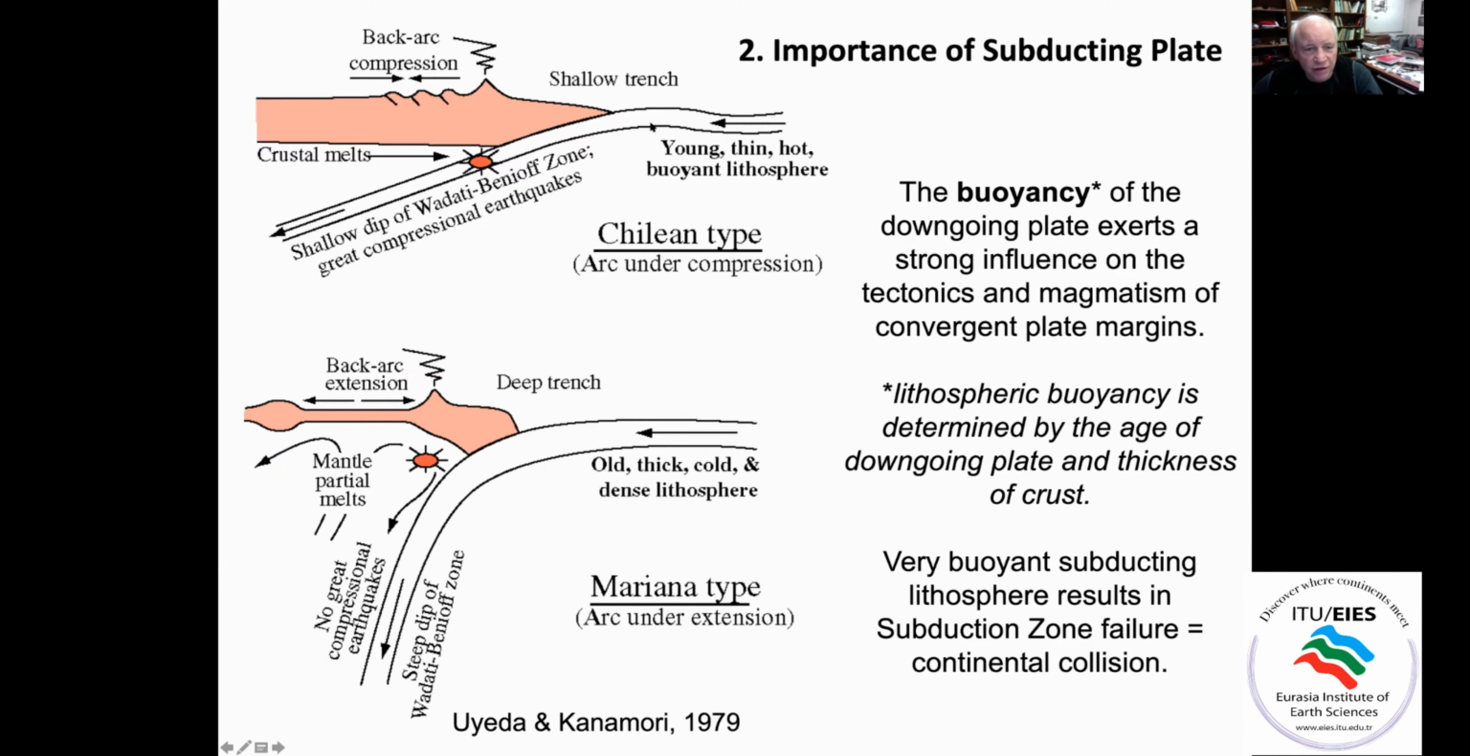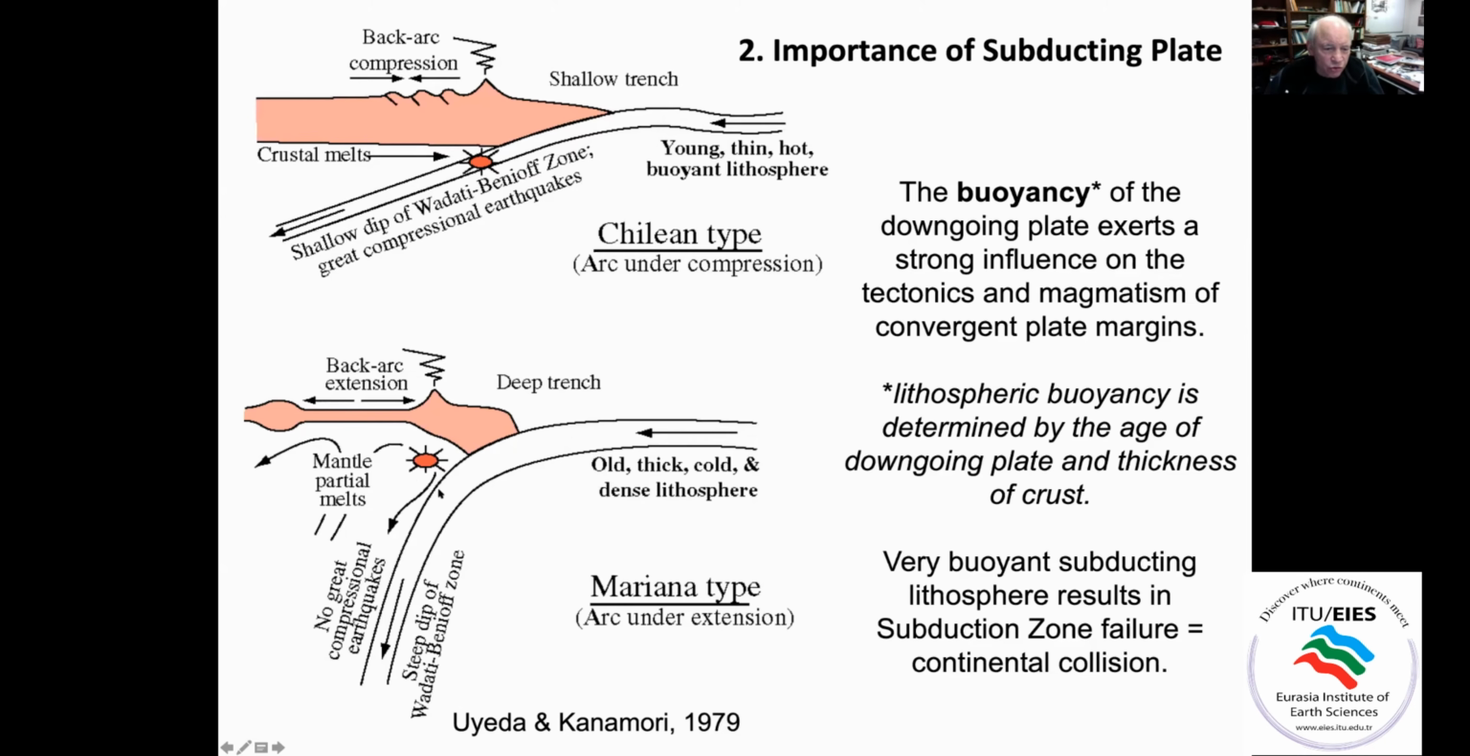Here in the Eastern Pacific, you've got very young lithosphere, very warm, very buoyant. It resists subduction. You get crustal melts, adakites in here. You get a flatter subduction zone, a shallower trench. In the Marianas, in the Western Pacific, you're subducting old, thick, cold, dense lithosphere. You have a deep trench. You have a strongly extensional regime.